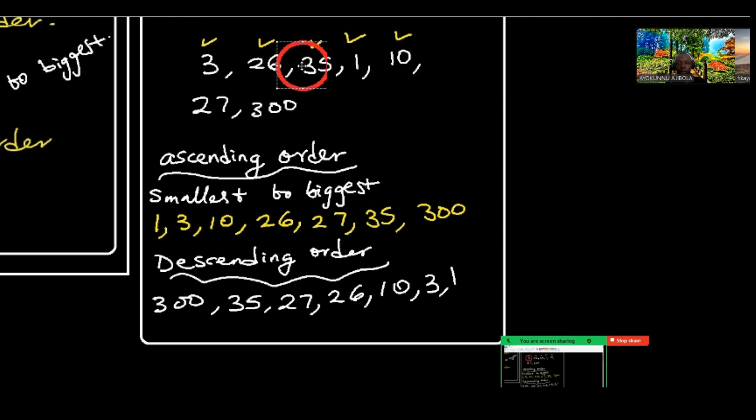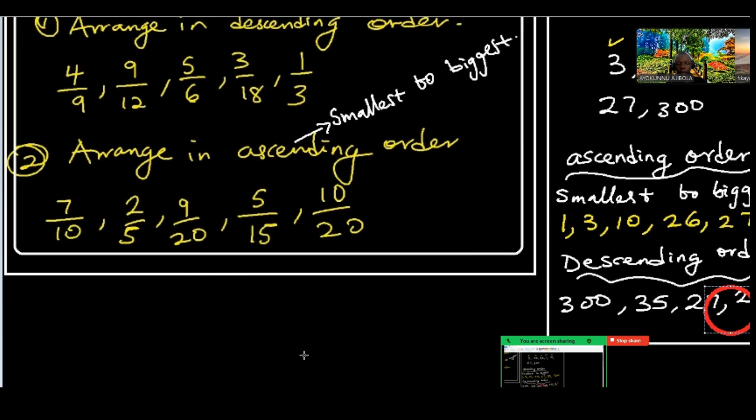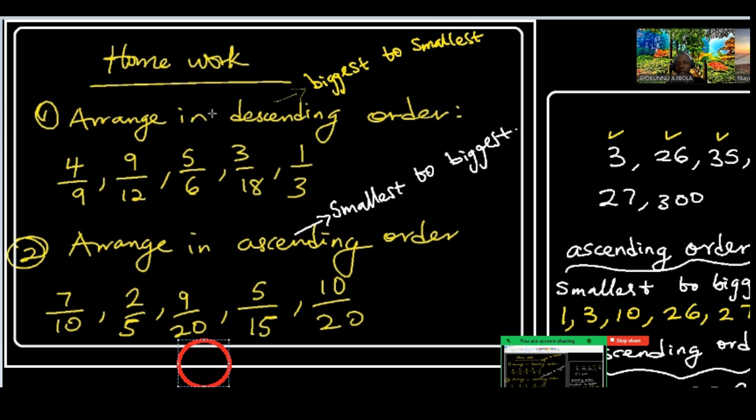Now look at it. Smallest to biggest is ascending order, and biggest to smallest is descending order. Is that clear? Yes, sir. Now, if we look at the question we were given, to arrange in descending order, which is biggest to smallest, the first one, and the second one, ascending order.